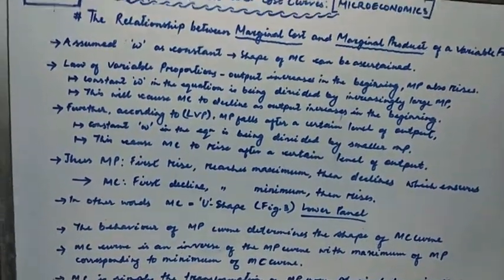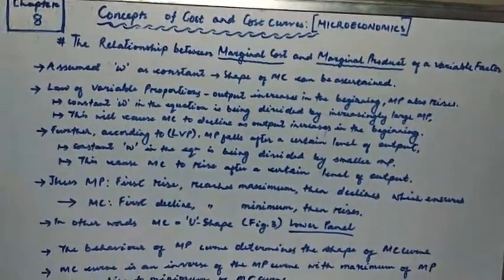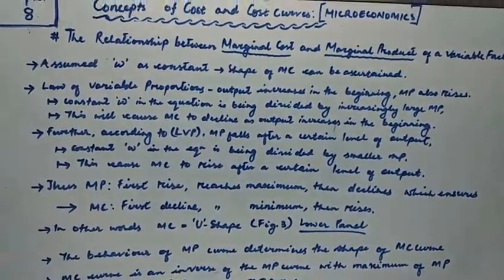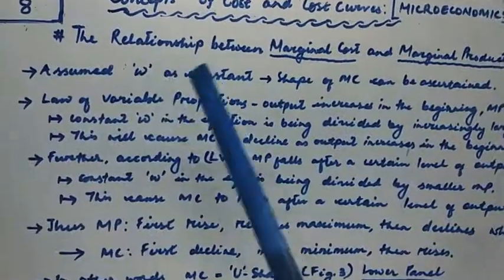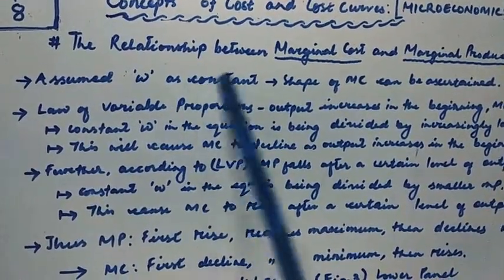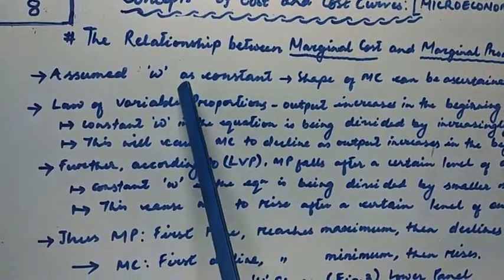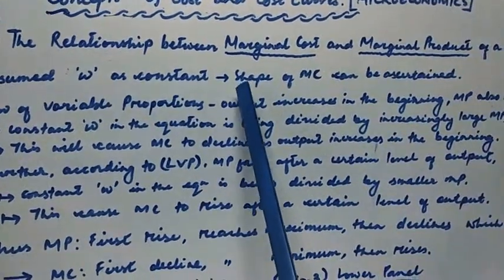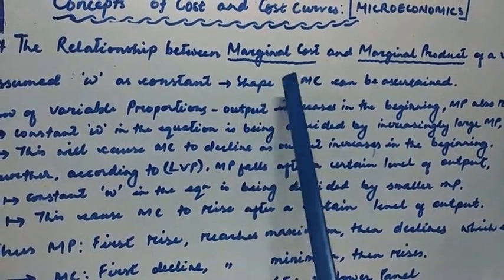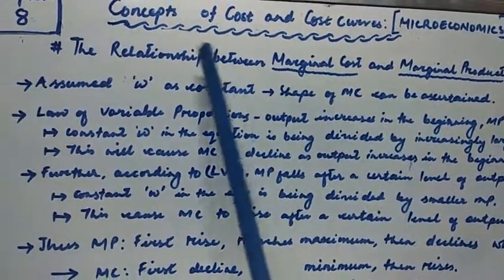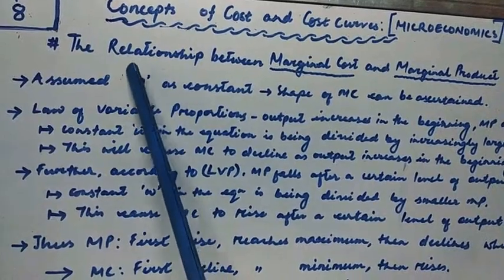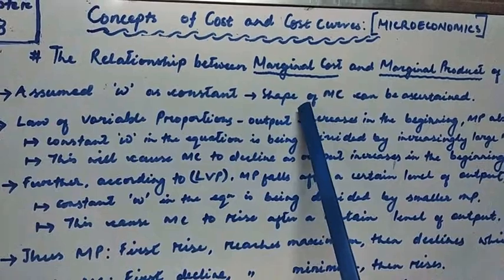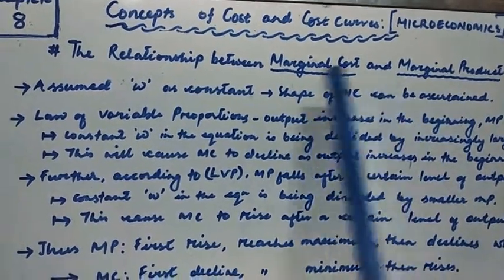So let us further explain the relationship between the marginal cost and the marginal product of a variable factor. So again, let us assume that W is kept constant. So the price paid for the variable factor labor is kept constant. So the shape of the MC curve can be ascertained when the price for the variable factor is assumed to be constant. We can determine the shape of the MC curve.